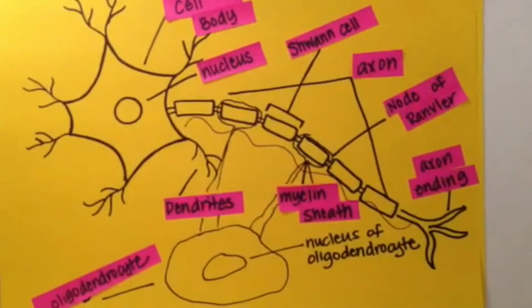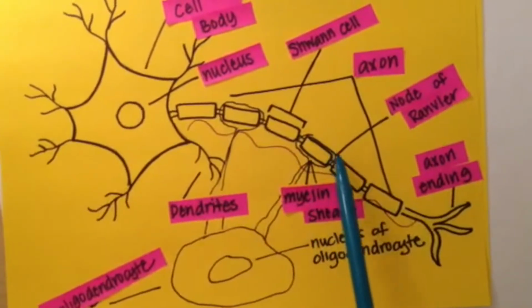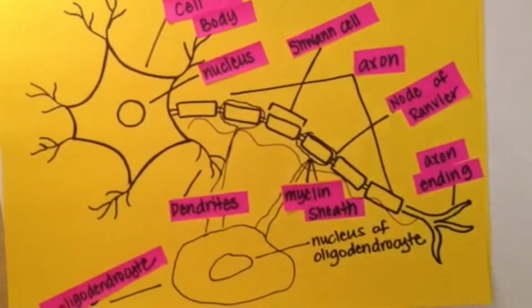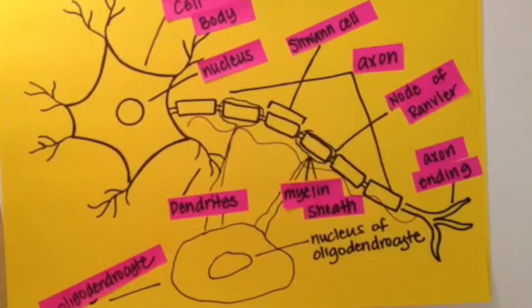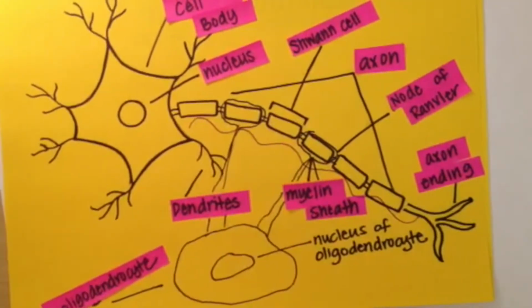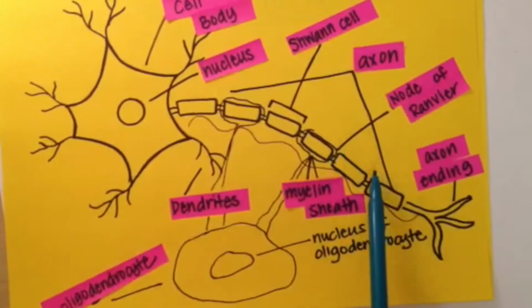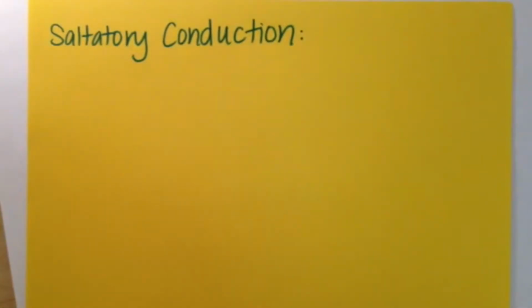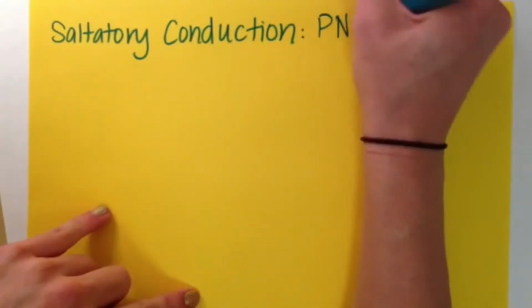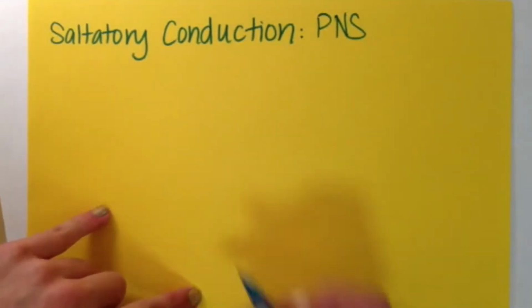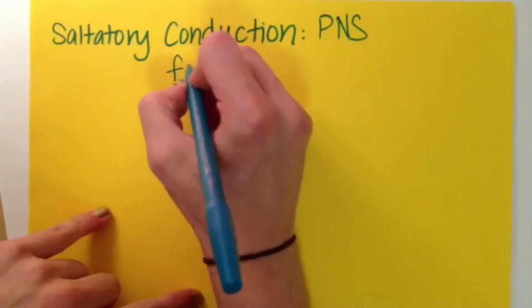In myelinated cells, action potential only occurs in the nodes of Ranvier, or gaps between myelin sheaths. These are areas where there is no myelin to insulate, which produces a faster conduction because the impulse can jump from one node of Ranvier to the next. This conduction is called saltatory conduction. Saltatory conduction is found in the peripheral nervous system, which consists of all the nerves around the brain and spinal cord.